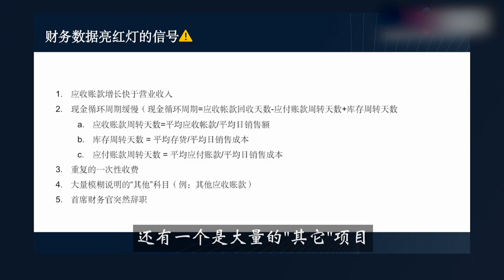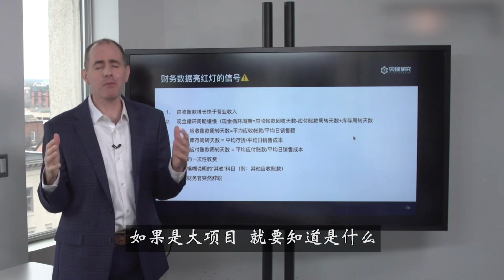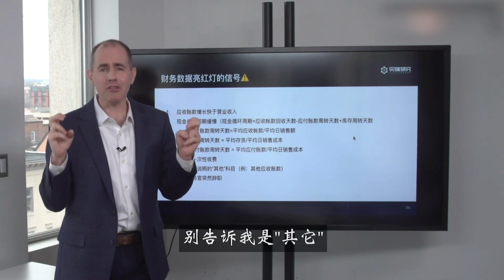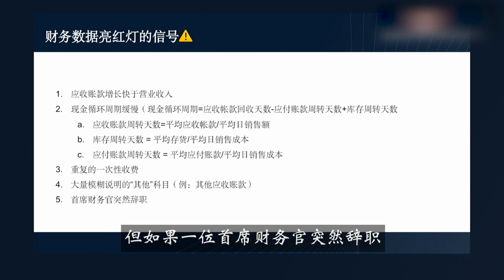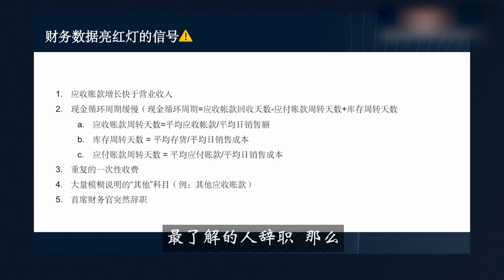Another one is a large amount of other stuff. If it's a big item, I want to know what it is. Don't just tell me it's other, all right? And finally, it's not purely accounting statement related, but if a CFO suddenly resigns, the guy or the girl who knows the most about the company's financial condition, that's a warning sign.